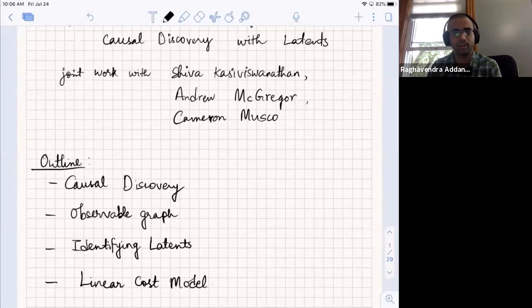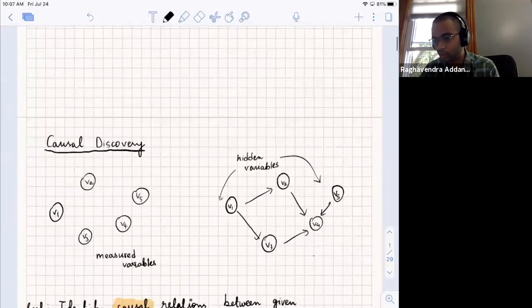We'll go over causal discovery. Then I'll describe how we recover the observable graph. Then we'll go over how to identify latents, and then we'll briefly go over the linear cost model.